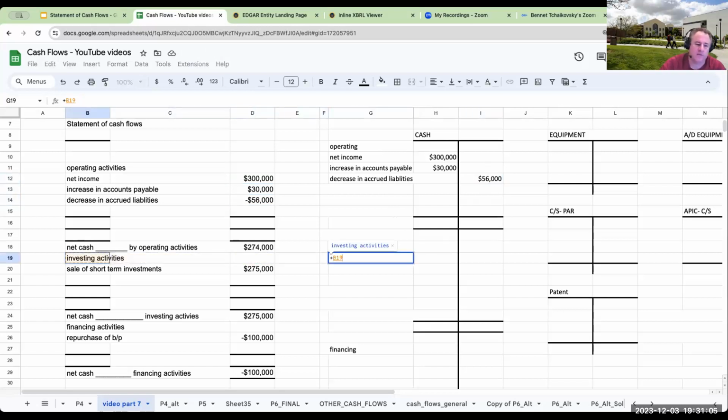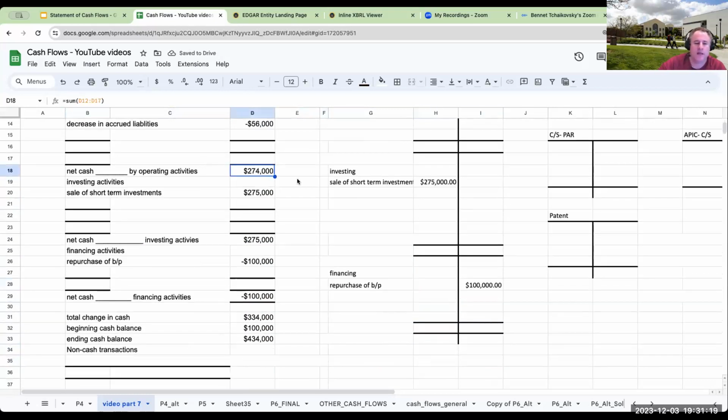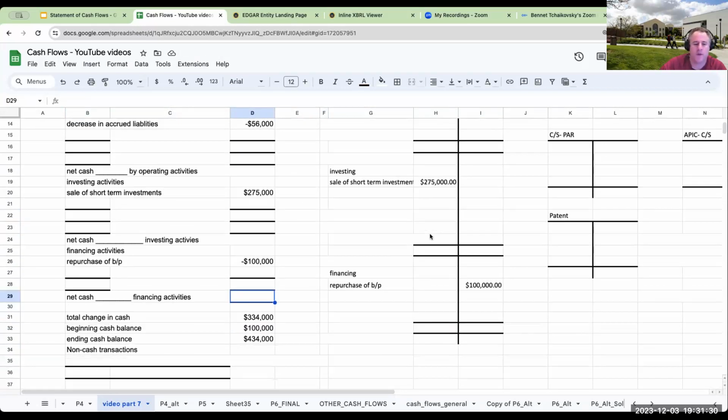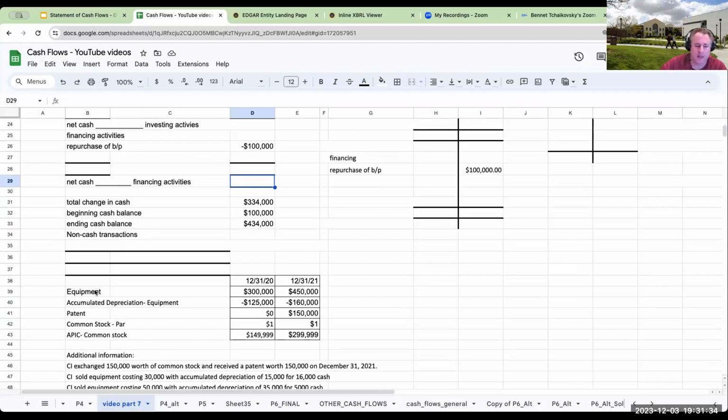And in investing, I have sale of short-term investments. Because this is a positive, this is going to be a debit balance. Over here, I've got a repurchase of a bond payable, which means I bought back one of my bonds. This will show as 100,000. As far as the totals go, I would not give this to you. But as we're going through and looking over here, I'm putting the information that is in the T accounts right over here.